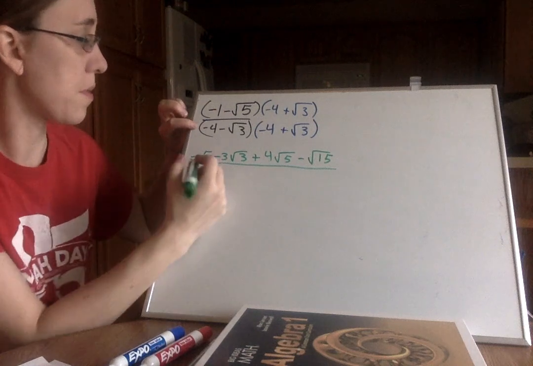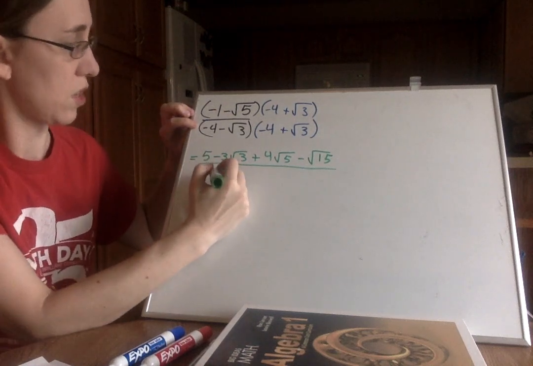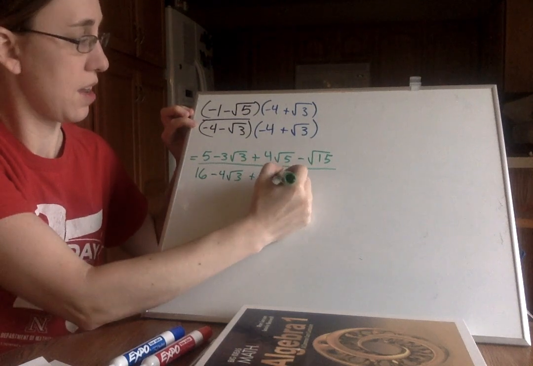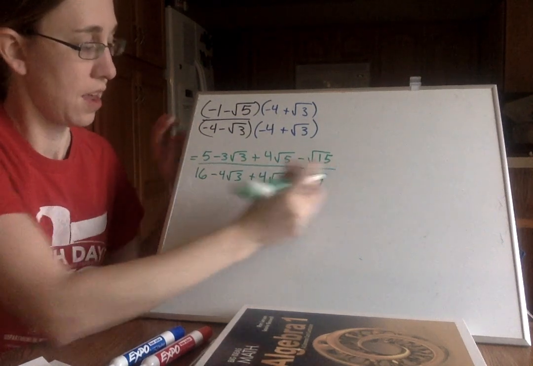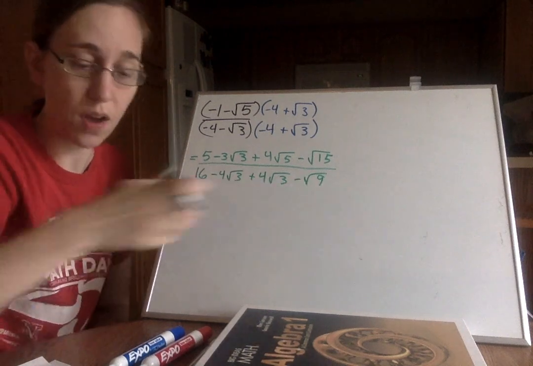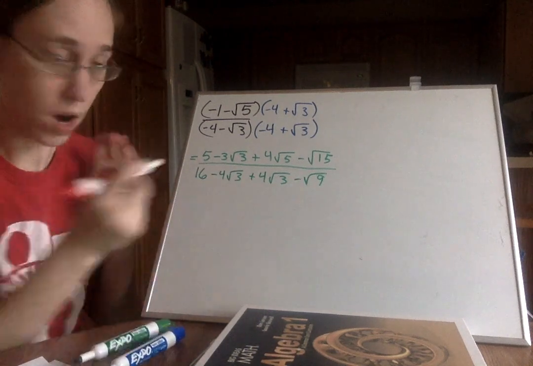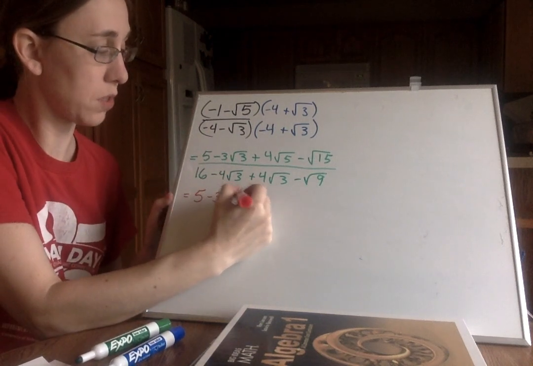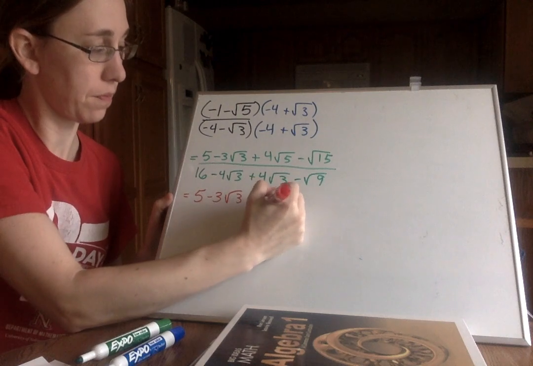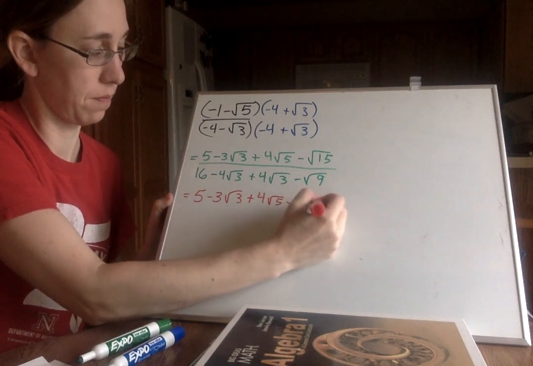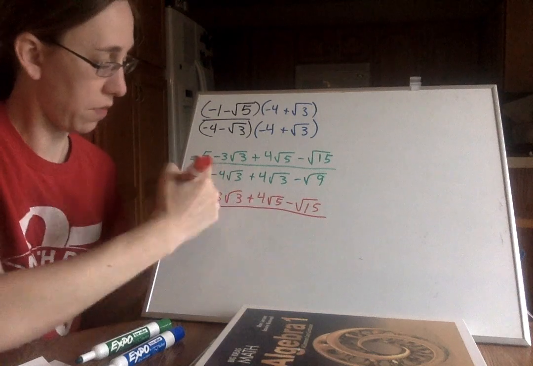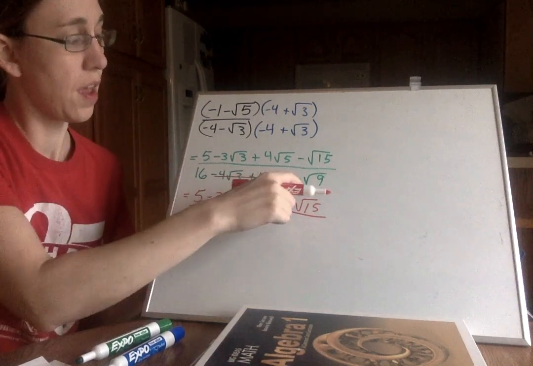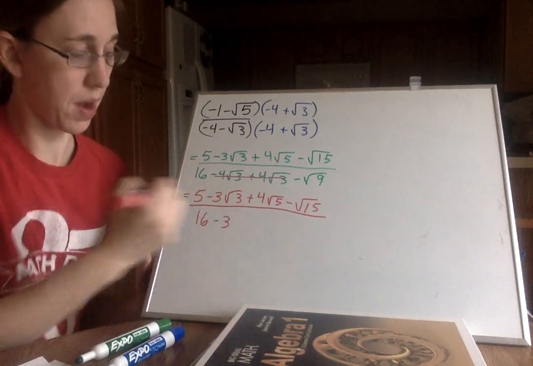So when we start to FOIL on the bottom, first, outside, inside, last. There we've got like terms, there we've got perfect squares. So we're on the right track. We already said we can't do anything with the top, so I'm just going to copy it down. Now on the bottom, we've got our 16. Middle terms still cancel out. And then square root of 9 is 3, so we're going to have minus 3.